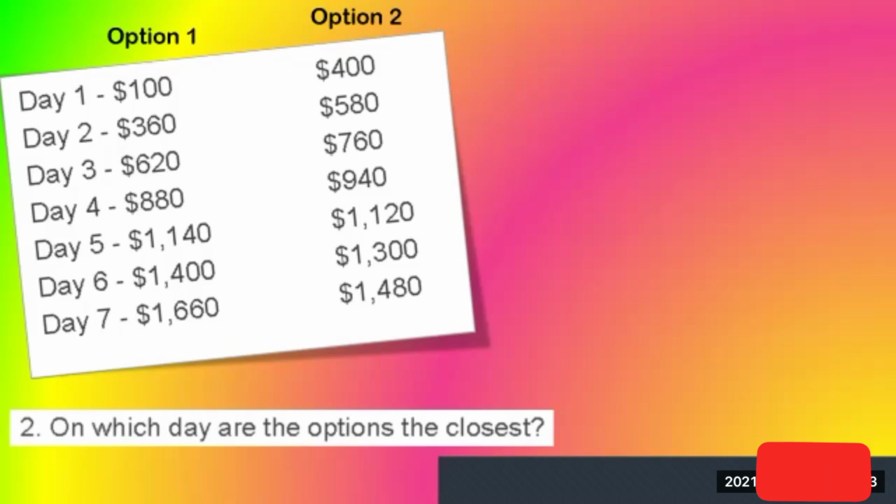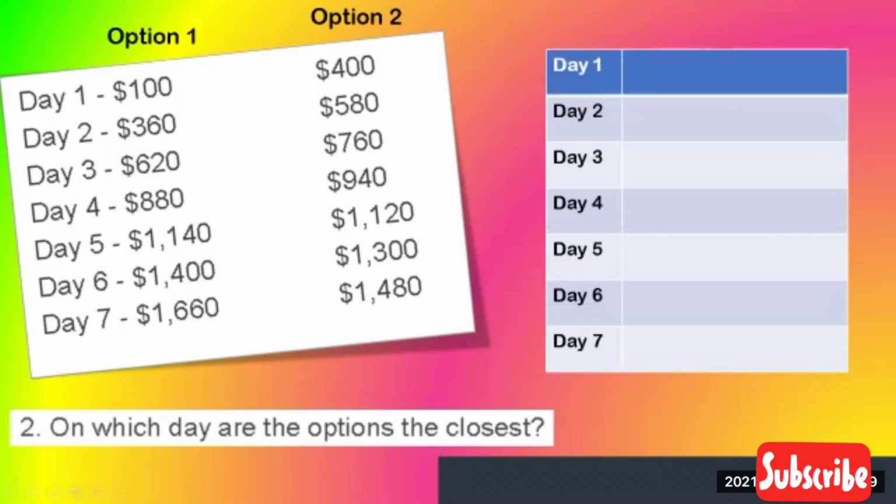Now, in order to find this out, we must find the difference between the amount of money received on each day from each option. So I have decided that we could represent it like this. And of course, you can represent it however you feel. So on day 1, when I calculated the difference between $400 and $100, I said $400 subtract $100 will give me a difference of $300. So the difference on day 1 is $300.